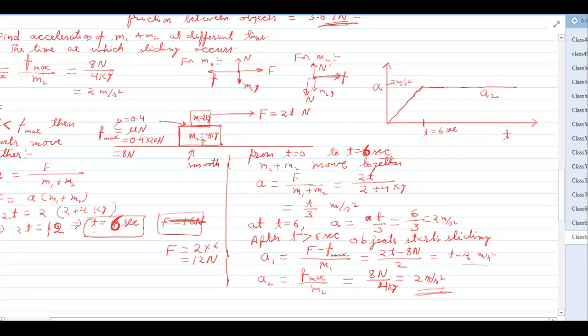So A1 is t minus 4. A1 will be equal to t minus 4. So if you put t equal to 6, it will start from 2. It will start increasing like this. This will be more slopey. The slope here is 1, and the slope before was 1 by 3. So it will go like this. Okay, so this is A1.